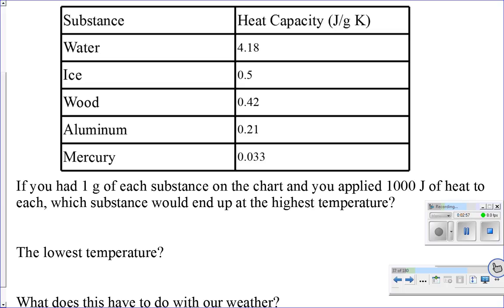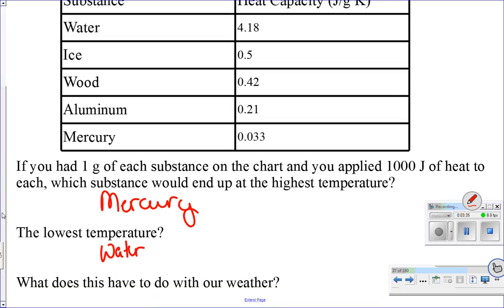Based on this, we can make a couple of inferences about some different materials. So if I had a piece of each of these materials that all had the same mass, so I had 1 gram of each material on the chart, and I applied an equal amount of heat, 1,000 joules, to each one of those, which one would end up with the highest temperature? The one that would end up with the highest temperature would be the mercury, because it has the lowest heat capacity, so it heats the fastest. It would also cool down the fastest. Water would end up with the lowest temperature. However, water would actually hold that heat a little bit better and release it more slowly over time.